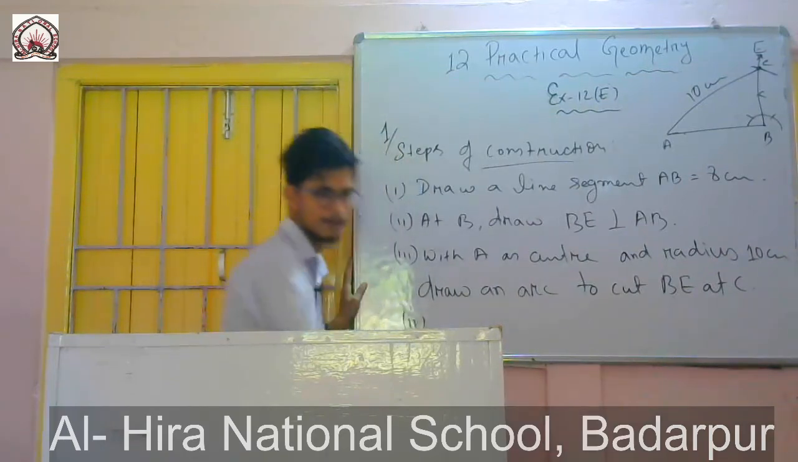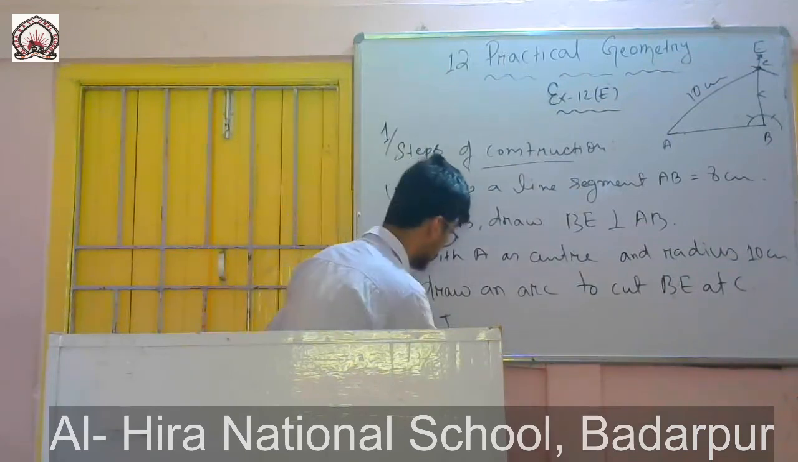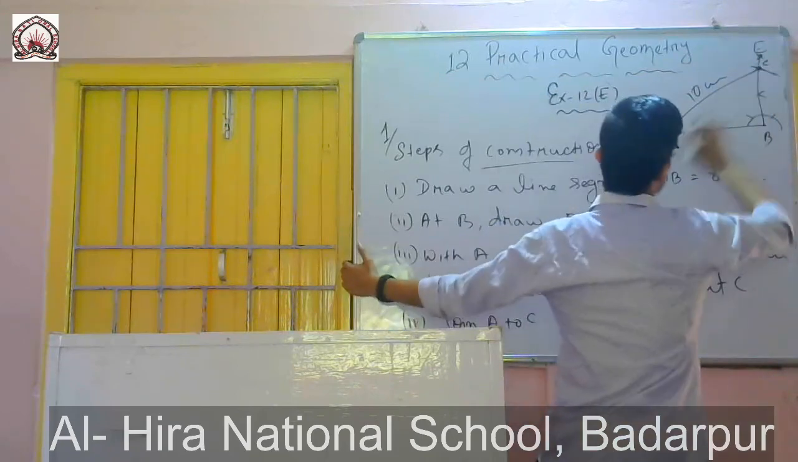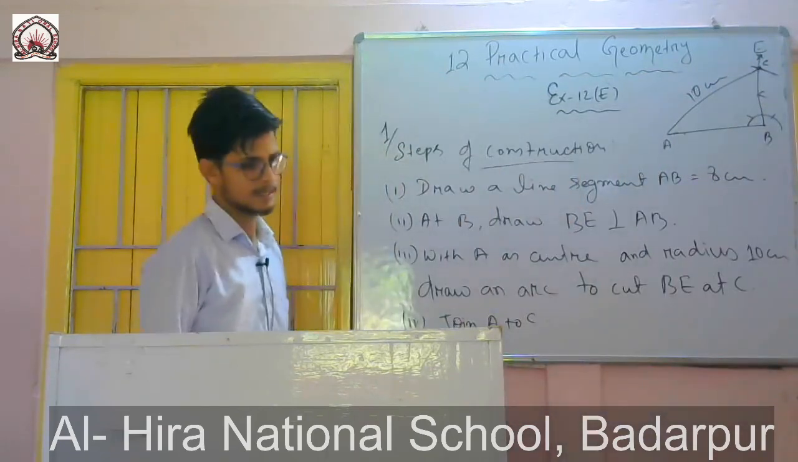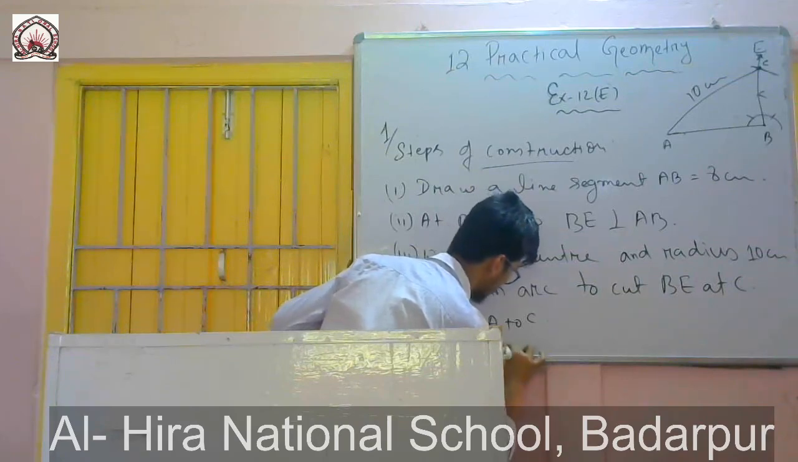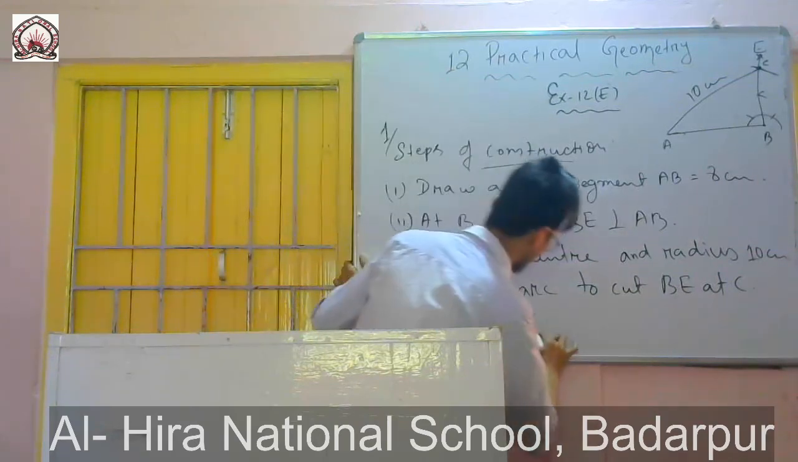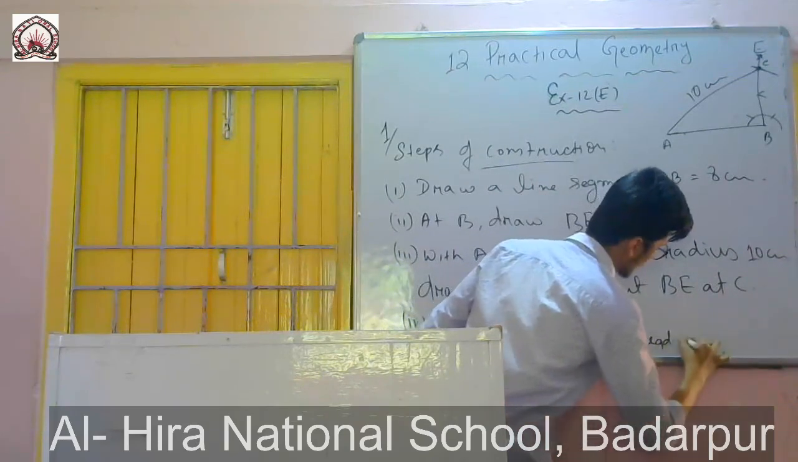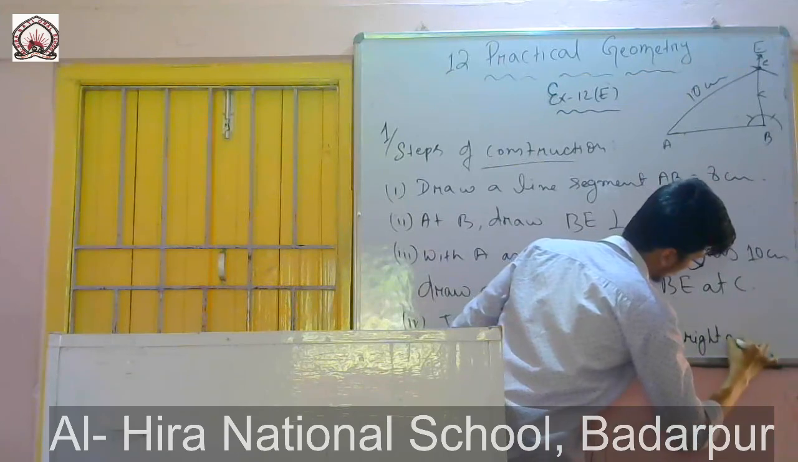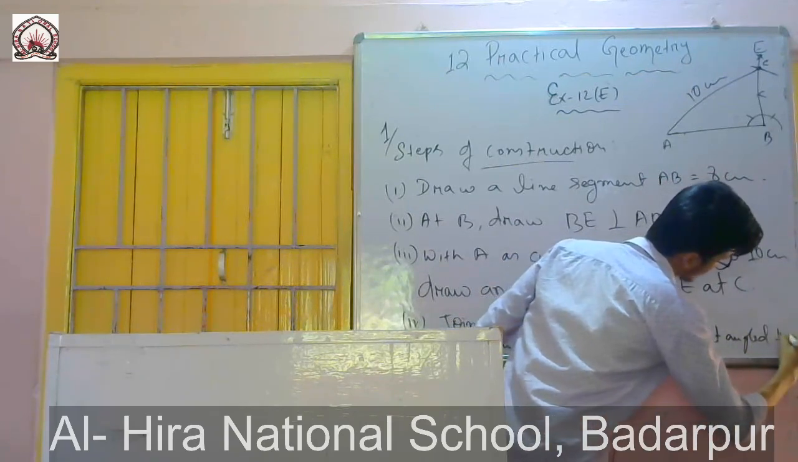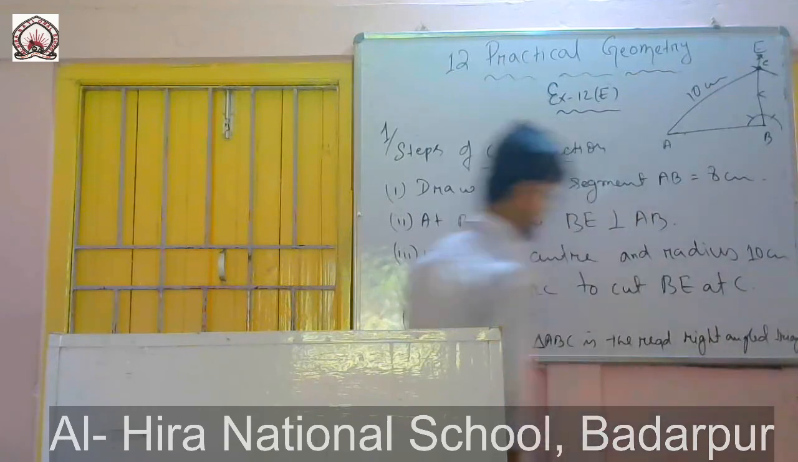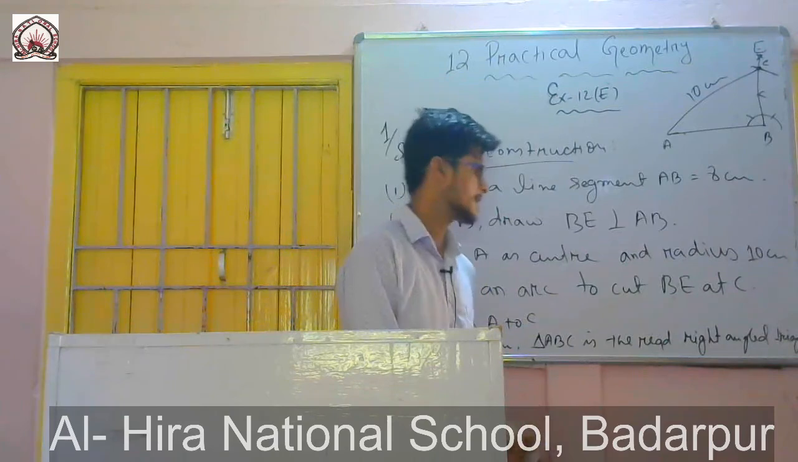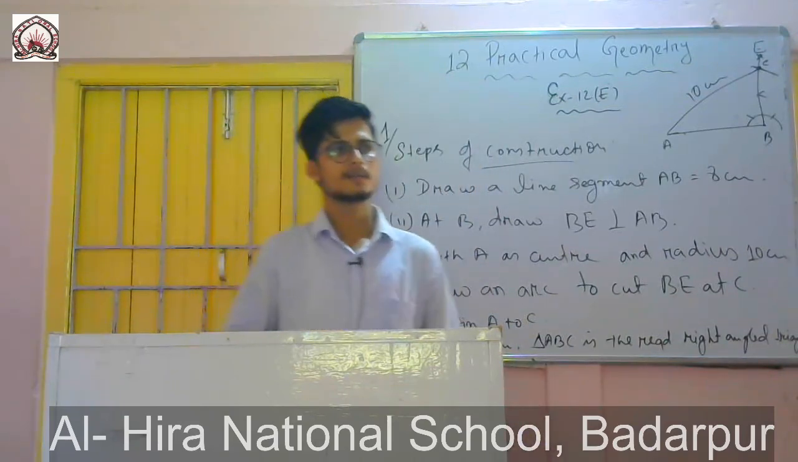Now step number 4, join A to C. After getting the point of intersection, I joined A to C. Then you can write: therefore, triangle ABC is the required right angled triangle. So the last line will be there.